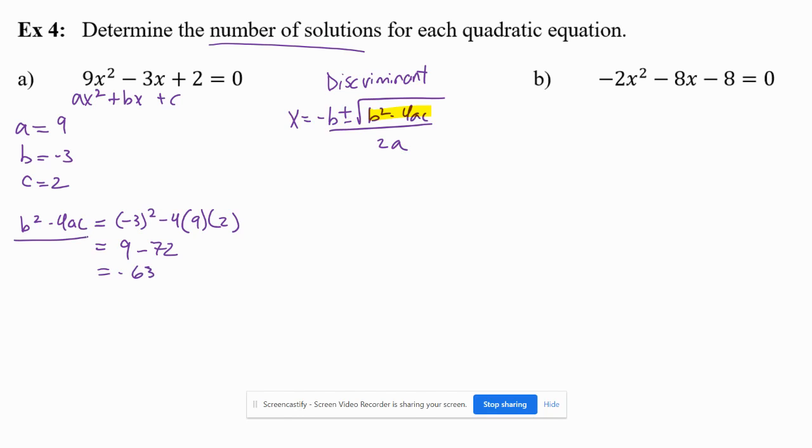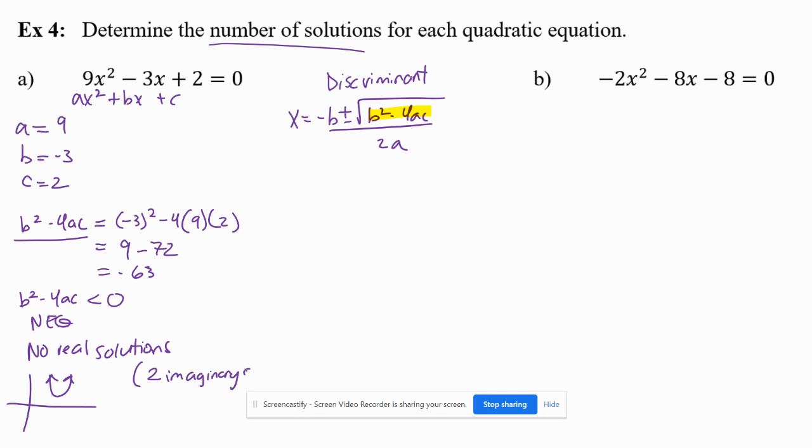Okay, if the discriminant is less than 0, so b squared minus 4ac is less than 0, so if it's negative, that means that there will be no real solutions. Which means we're going to have a parabola roughly like this. Remember that when you solve quadratics, we want to figure out where they cross the x-axis. If we have no real solutions, that means we have a quadratic that doesn't intersect the x-axis. It also means that we're really going to have two imaginary solutions.